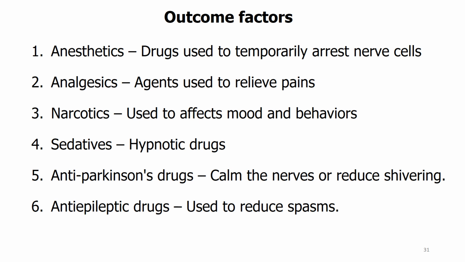Now, other outcome factors include anesthetics. These are drugs that are used to temporarily arrest the nerve cells. Analgesics, agents used to relieve pains. Narcotics, used to affect the mood or behaviors. Sedatives, there are hypnotic drugs, anti-Parkinson's disease drugs. They are used to calm the nerves or reduce shivering. There are also drugs used to reduce spasms, as in the case of anti-epileptic drugs.